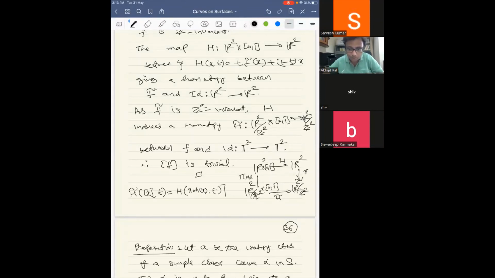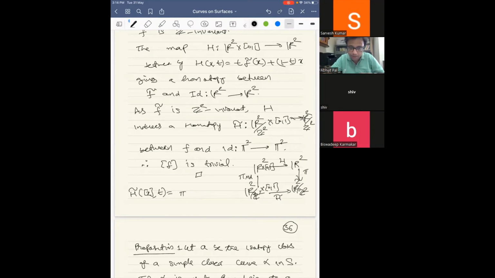XT equivalence class, right? Let me see. So I just want to define it here. XT, so I know how to define this. H of XT I know. No, this is not. Just erase the H also. Now write pi.